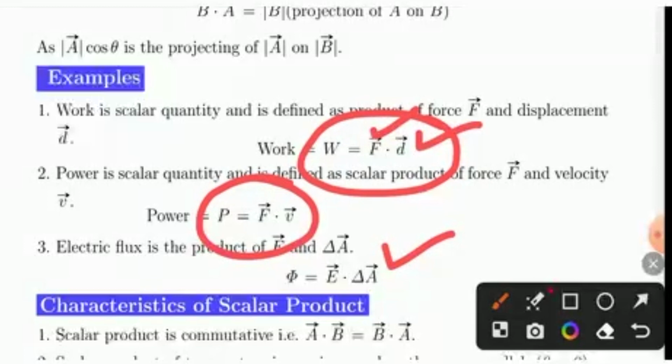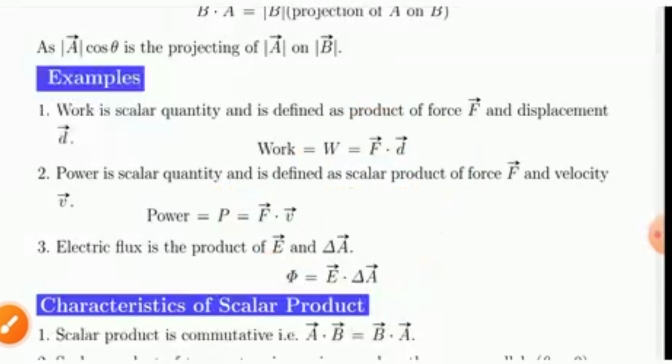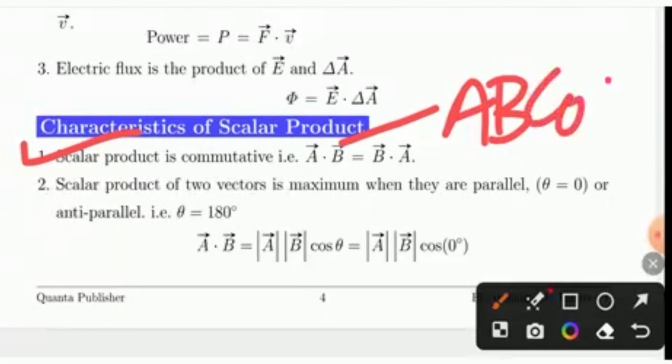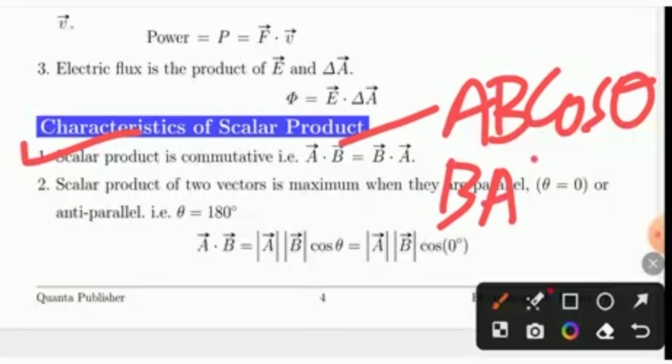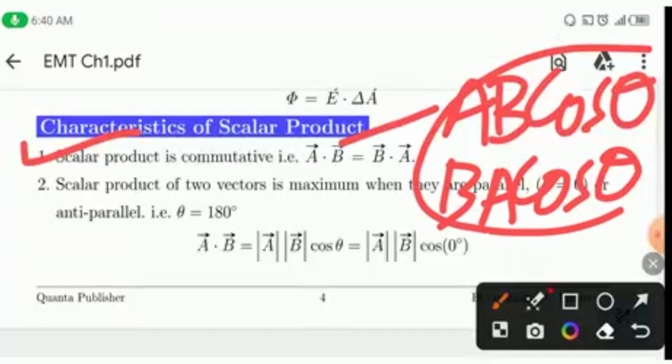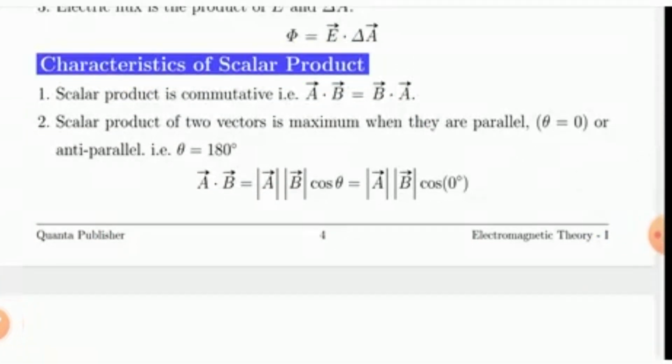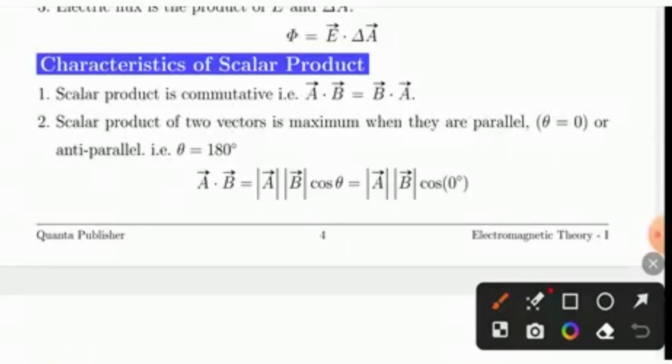Here are some characteristics related to the dot product. First, the scalar product is commutative, because in the above discussion you will see that A dot B is equal to AB cos theta, and B dot A is equal to BA cos theta, and both equations will generate the same result. So we can say that A dot B is equal to B dot A.